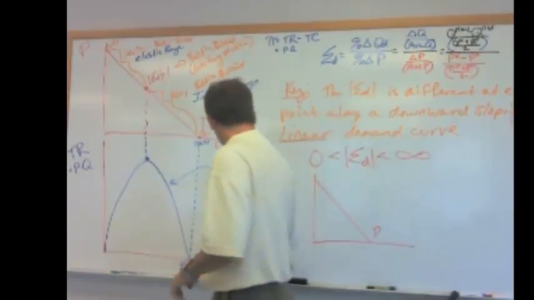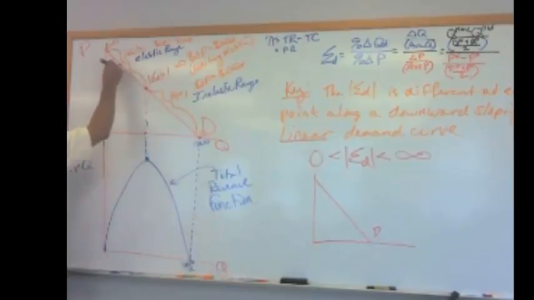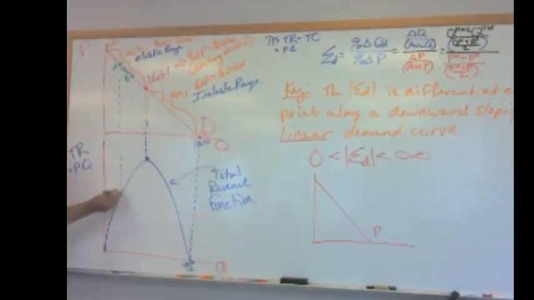If you go from point A to point B up here, you're cutting your prices, right? Point A and point B are directly correlated with point A prime and point B prime on the revenue function. As we cut price when demand is elastic, revenues increase.